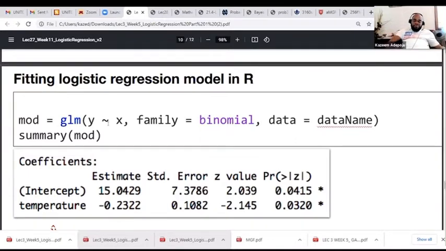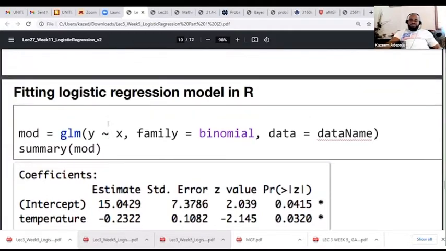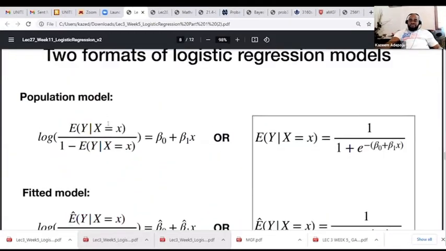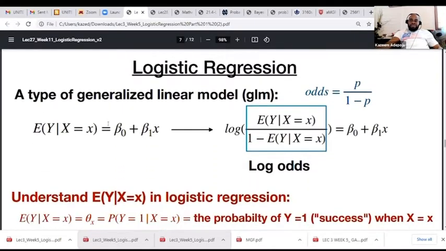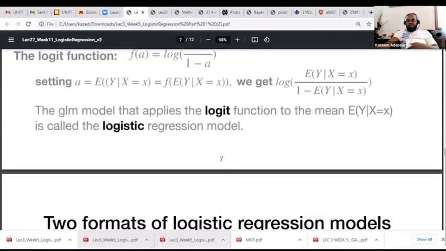There's something I want you to pay attention to. In the code for logistic regression, we don't use LM, but we use GLM. Some of you may be wondering, what is the meaning of GLM? Logistic regression is a generalization of linear regression, and GLM means generalized linear model.